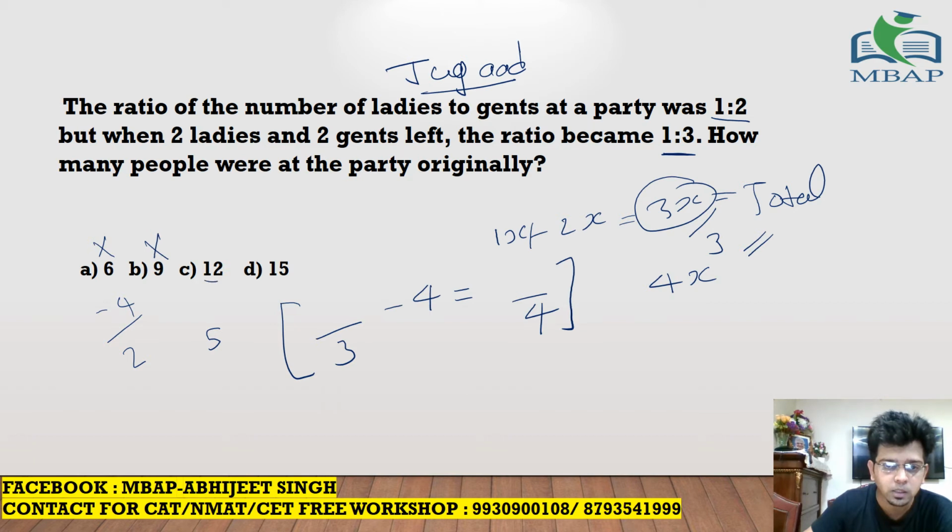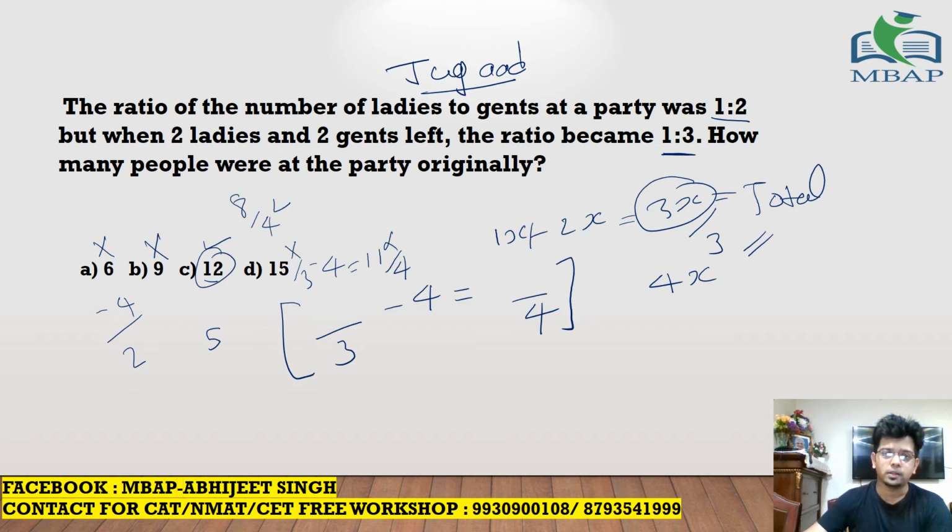Can we go ahead with 12? Is 12 divisible by 3? Yes. If I remove 4 from it, what's going to remain? 8. Is 8 divisible by 4? Oh yes. So this could be an answer. What about the last one? 15 by 3, is it divisible? Yes. Minus 4 is 11. Is 11 divisible by 4? No. So this cannot be the answer. So my answer for this question has to be 12. And that's how simple your Jugaad or the MBAP strategy works in all the possible management exams.